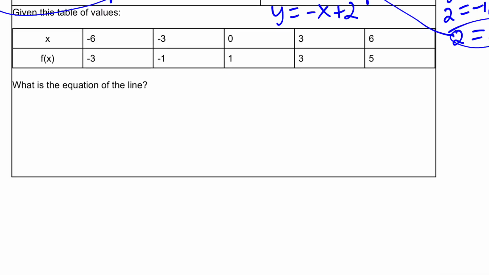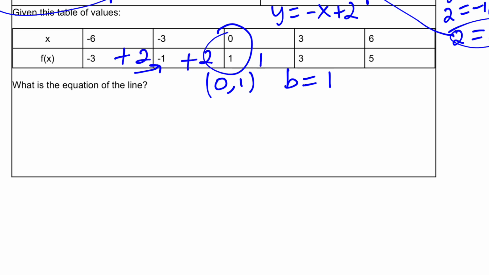Given this table of values, what's the equation of the line? So first of all, notice here, I have the coordinate (0, 1). That means that my b value is 1, because that's the y-intercept. If I look at the change in this table, I can see that I am going plus 2 each time. Plus 2, plus 2, plus 2, plus 2. That's for the y's. The change in y is 2.